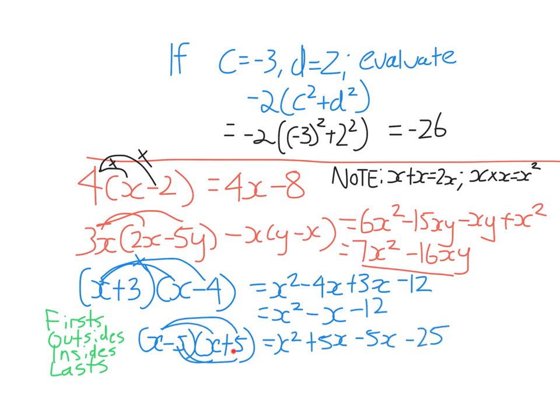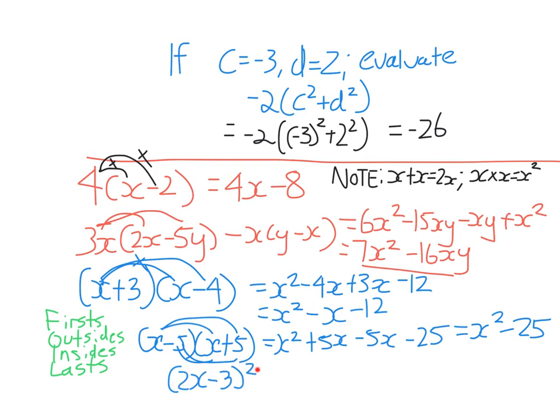So remember, negative times a positive is a negative. So these two middle terms end up cancelling each other out. 5x minus 5x is 0. So when you have the difference of two squares, you end up with an answer that's only two terms. It is a perfect square minus a perfect square. That's why it's difference of squares. Difference means minus. So that only happens when you have the same thing in each bracket, but one's a minus, one's a plus.